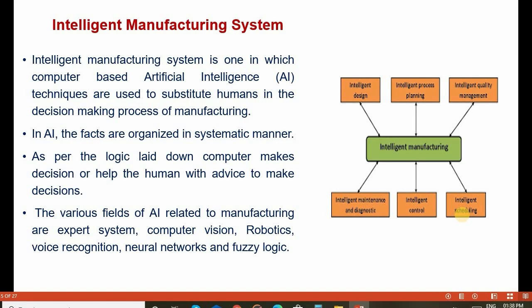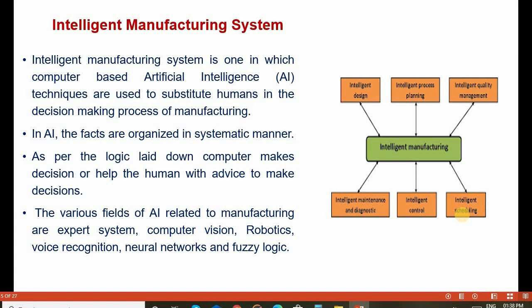Also, in artificial intelligence, facts are organized in a systematic manner. As per the logic laid down, the computer makes decisions or helps the human with advice to make decisions. Either it develops or produces the decisions itself, or it helps the human to take the decision.